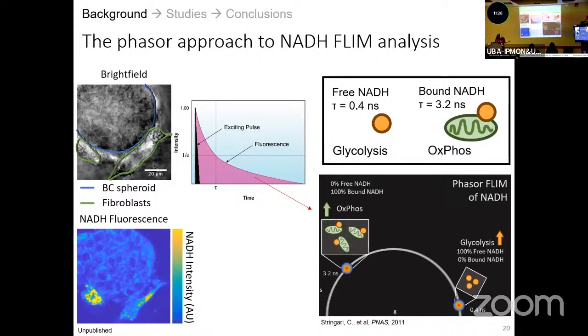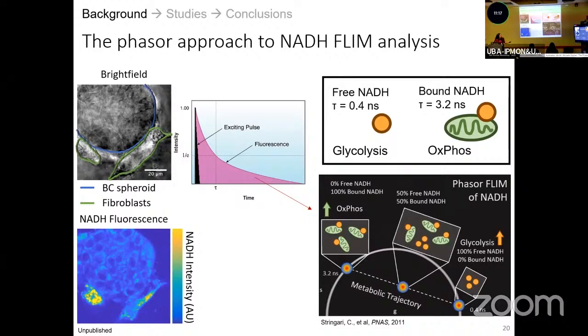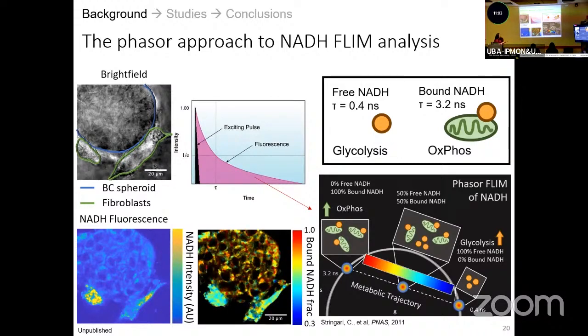In the phasor lifetime approach, what we know is that a linear combination of 2 possible states falls along what we call a trajectory between those 2 points. So if our experimental point falls somewhere in between the 2 possible combinations, we can determine the fractional contribution of one state to another. In our image here, every single pixel has a fluorescence lifetime, let's say a histogram. And instead of fitting this, we transform it into Fourier space, getting the phasors. And now we can calculate the bound to free ratios of NADH.